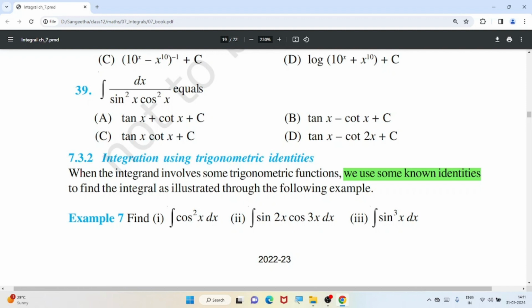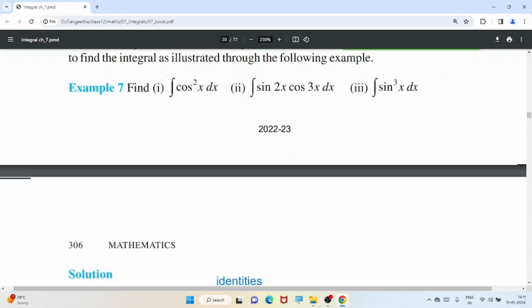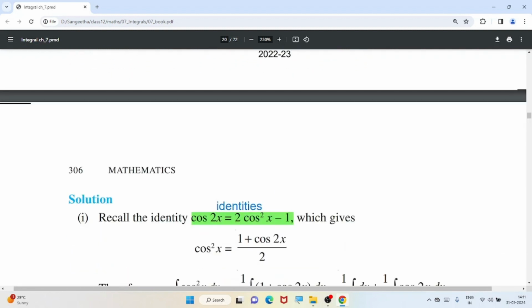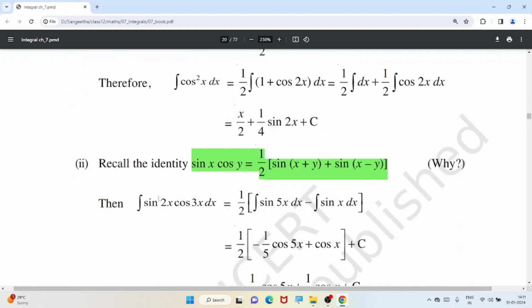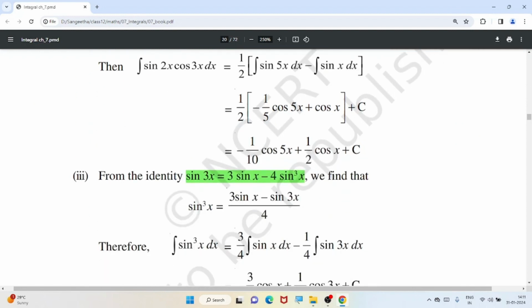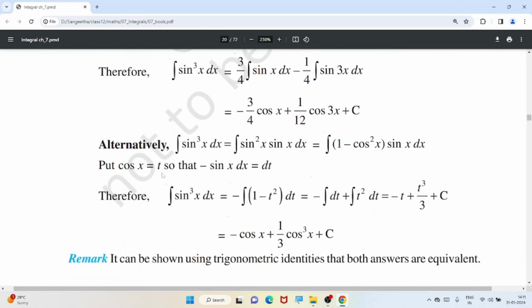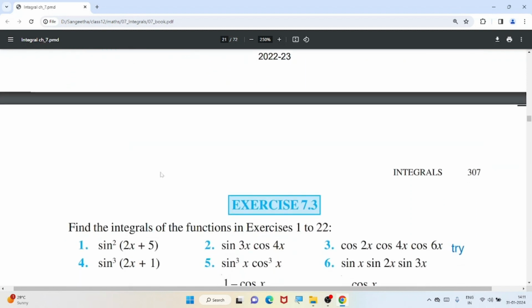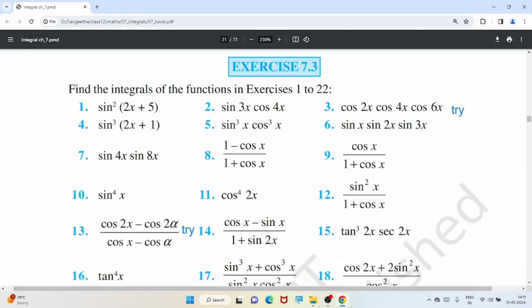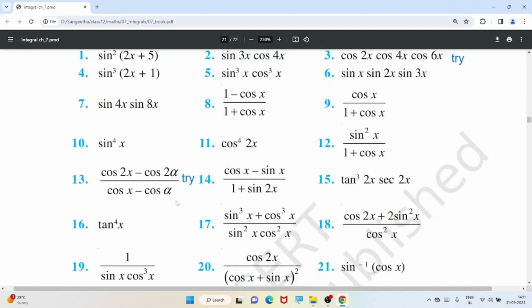Integration using trigonometric identities. Some known identities: cos 2x equal to 2 cos square x minus 1. So you should know the trigonometric identities for this. These are the identities, equal to this. Exercise. Again you try some of the things.